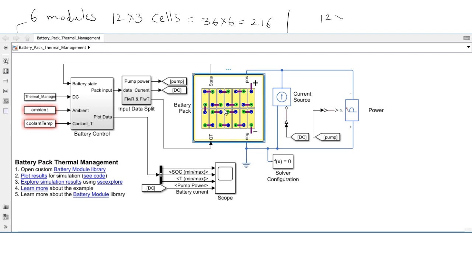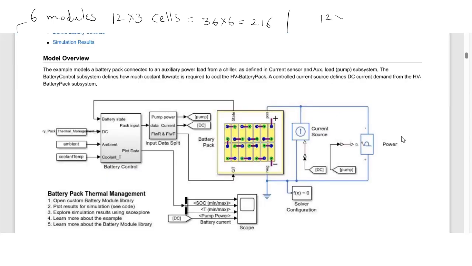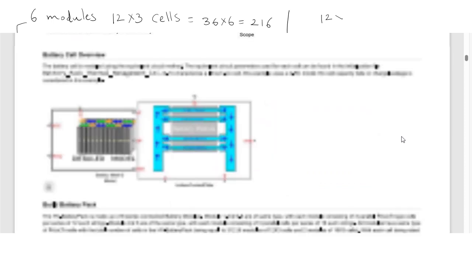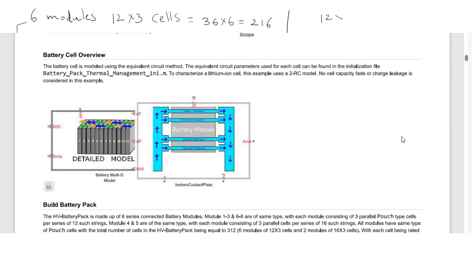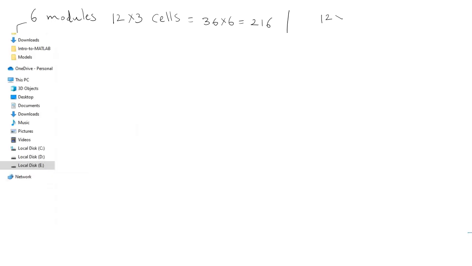This is the battery pack. So this is the overview of the battery here. The battery cell is modeled using the equivalent circuit model, and the equivalent circuit parameters used for each cell can be found in the installation file. I will show you. So here you will find the installation files.